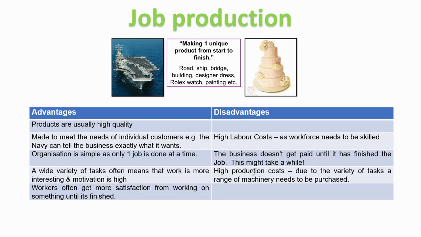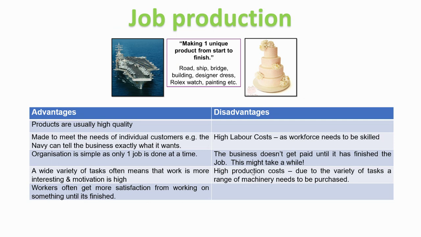Okay, job production. Now, job production is where you make one unique product from start to finish. The customer gets complete choice here. So it's the wedding cake. They decide how many layers the cake is, what kind of materials go in, is it fruit, is it chocolate, the decoration. They have complete control over the design of the products. And the products are made to a very, very high standard. Because of that, they're very expensive products.